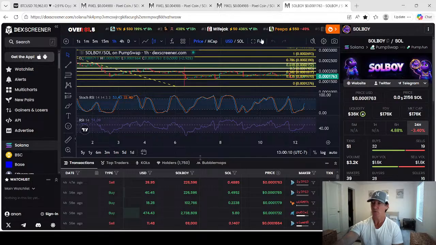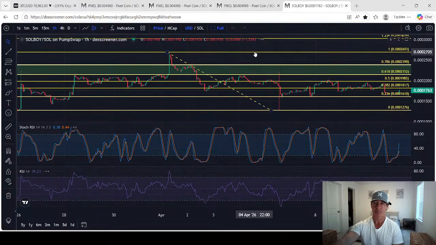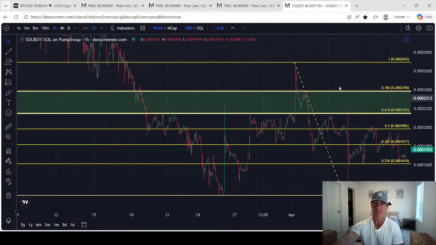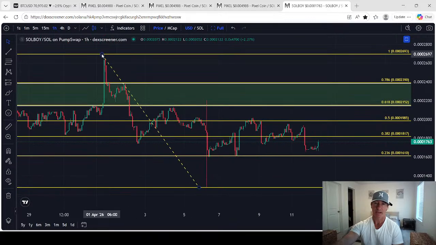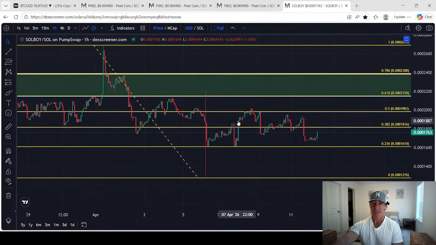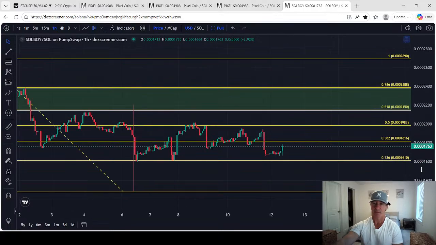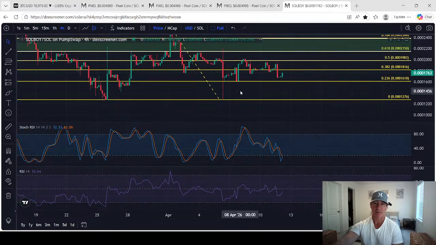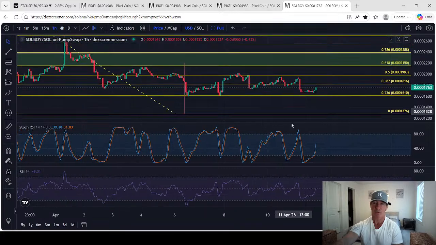So looking at Soul Boy, you can see from this high right here, this low where we bounced, got over 236, hit the 0.5, came back down. So if we keep moving up, 1 hour, stock RSI is moving up. 1 hour is breaking through the 50 level. 4 hour is at the bottom, trying to bounce up. So it looks like it's trying to become bullish.